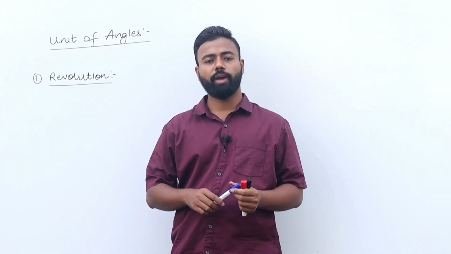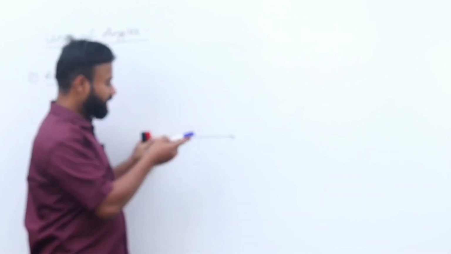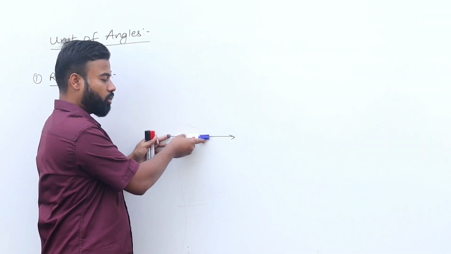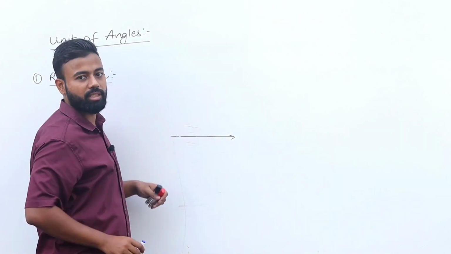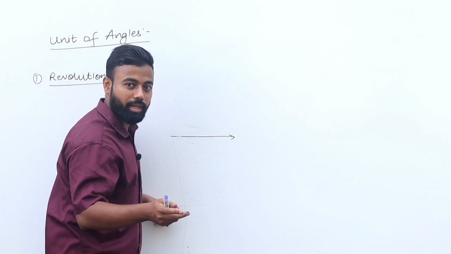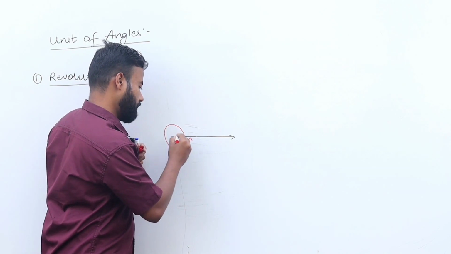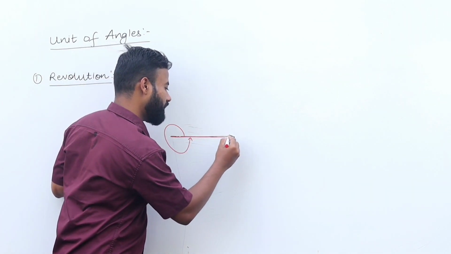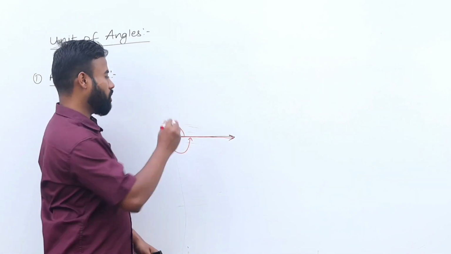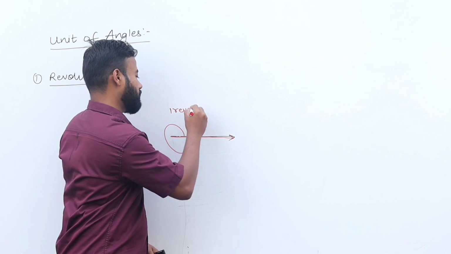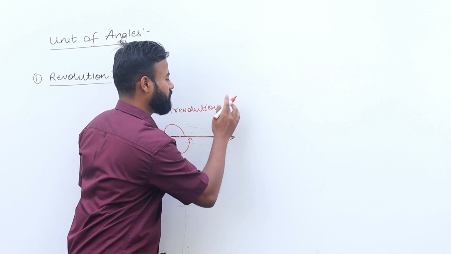The very first unit of angle is revolution. Let's see what a revolution is. If you have a ray initially at this position, and the ray starts rotating and comes to its initial position once again, then the angle that it has rotated is said to be 1 revolution. The initial and final direction of the ray are the same. In short, you can also write it as 1.